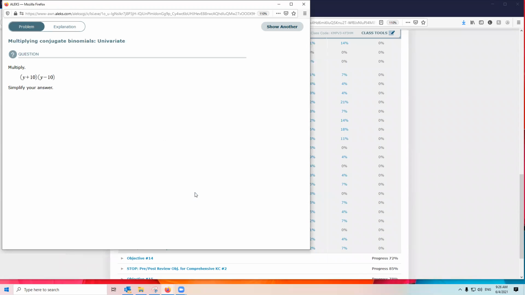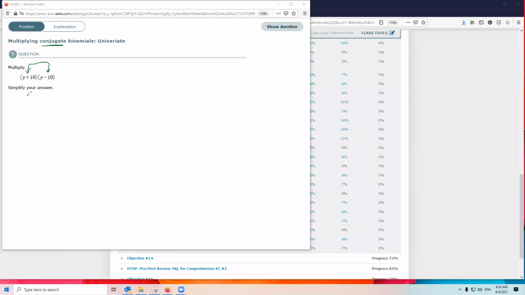Here is another example using multiplying what's called a conjugate. So what they mean when they use the word conjugate is notice these parentheses look the same, except one has a plus sign and one has a minus sign.